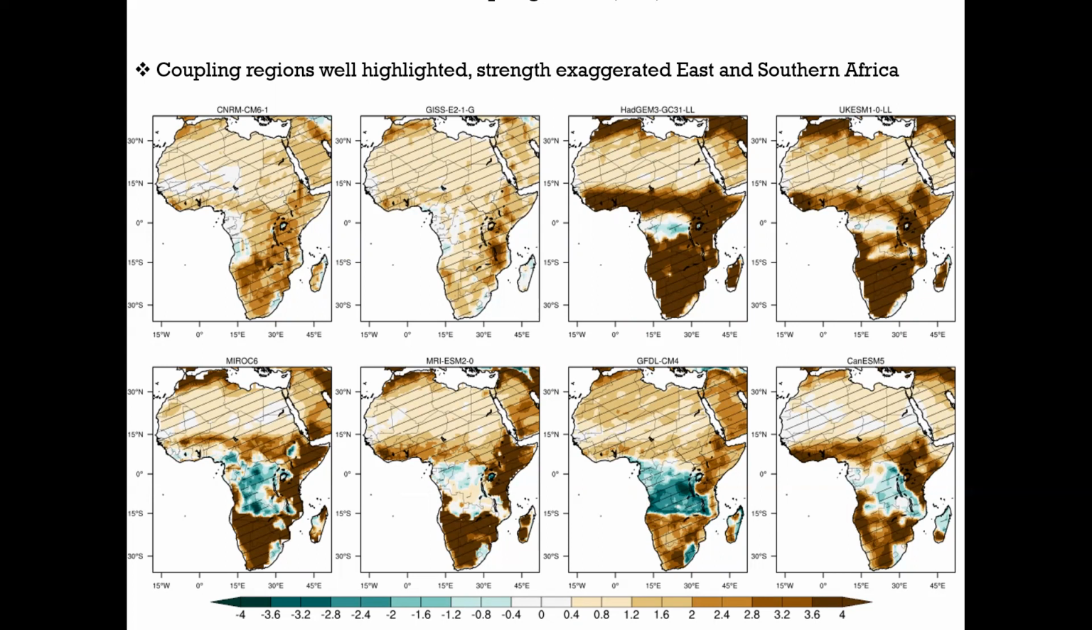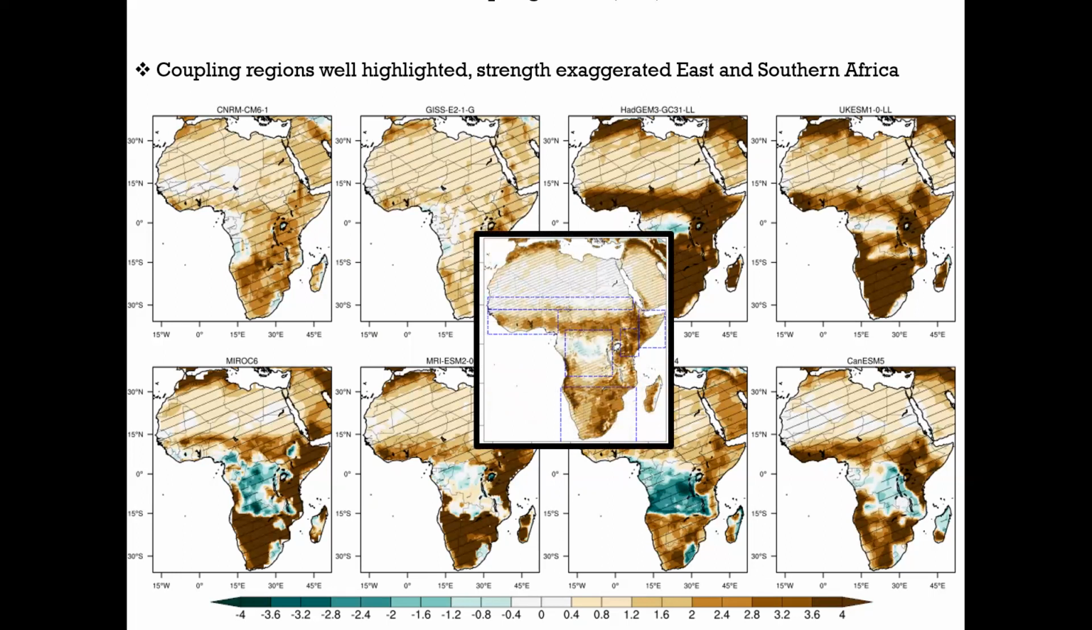Looking at how the models are able to capture the terrestrial coupling index, the general observation is that most models overestimate this strength, especially over Eastern Africa as well as Southern Africa. Models also tend to differ on the representation of this pattern, especially south of the Sahel. And we also note GISS has overall the weakest coupling index as compared to ERA5, which is highlighted at the center.